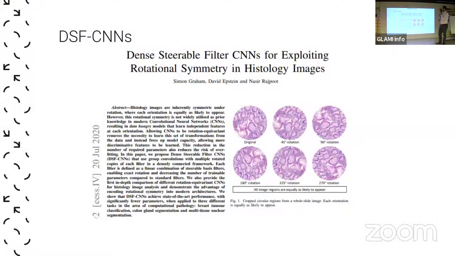Yeah, so that's the paper I referenced earlier, right? Where what they do is they create dense steerable filter CNNs. It's quite a mouthful, and I'm going to explain every word from the title as we go.